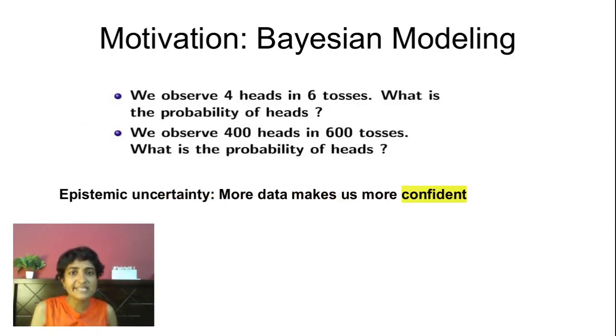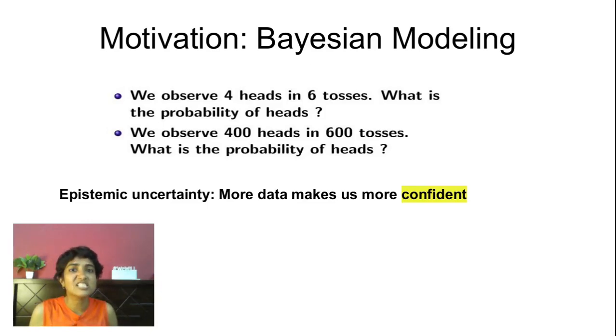Okay, let's say we have 6 tosses and 4 heads. What is the probability of heads? Once again, it's 4 by 6, which is 2 by 3. Now, if we have 600 tosses and 400 heads, once again, the probability of heads is 400 by 600, which is 2 by 3. Now, are all these 2 by 3s the same? Probably not. Because in the first case, we just saw 3 tosses, and we can't be very sure that we are estimating the right value of p. But when we see 600 tosses, we probably are more sure about p being 2 by 3.